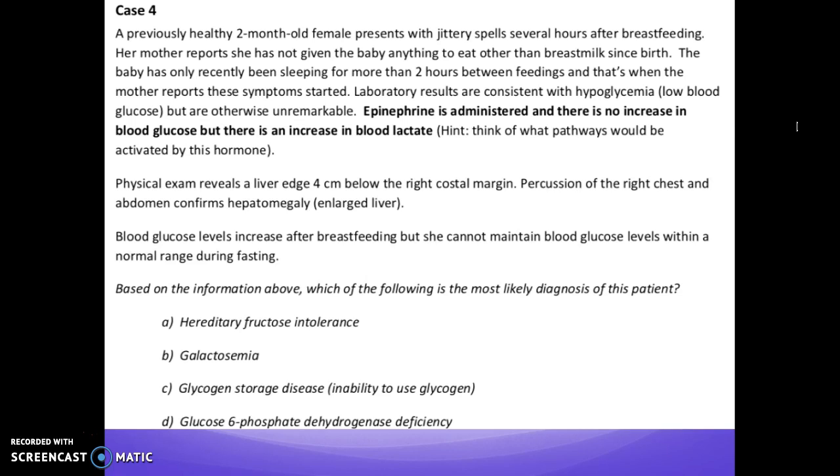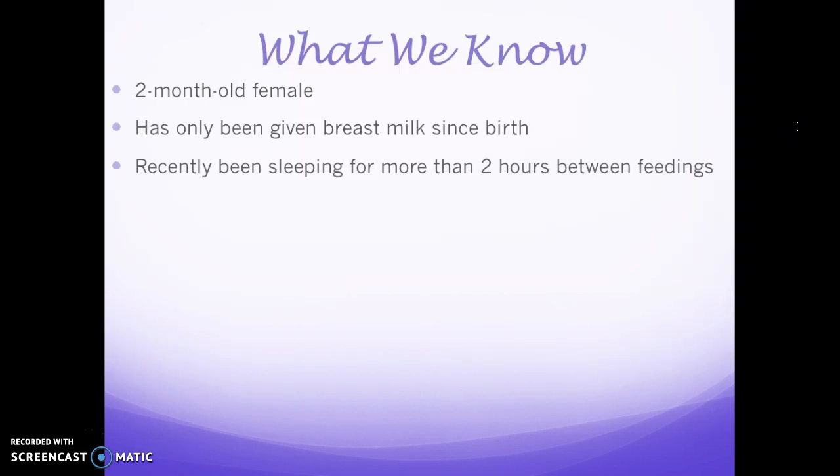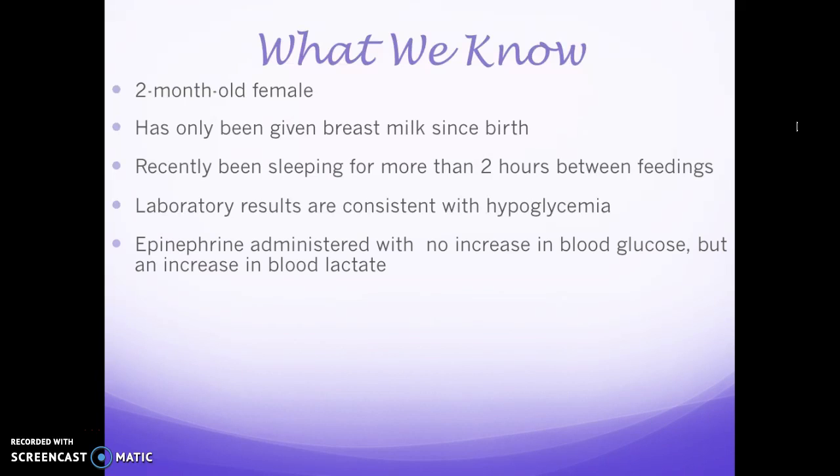So what's important out of this? What we know: we have a 2-month-old female. She has only been given breast milk since birth. She has recently been sleeping for more than 2 hours between feedings. Laboratory results are consistent with hypoglycemia.